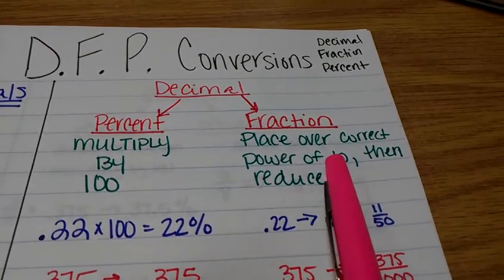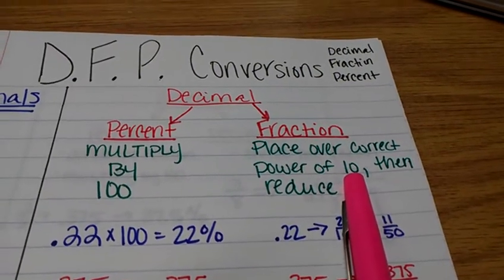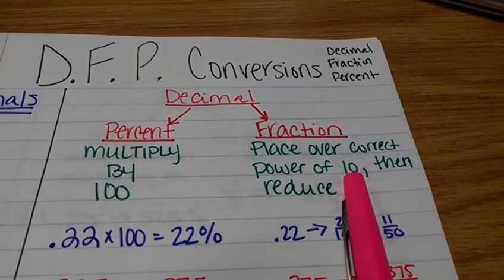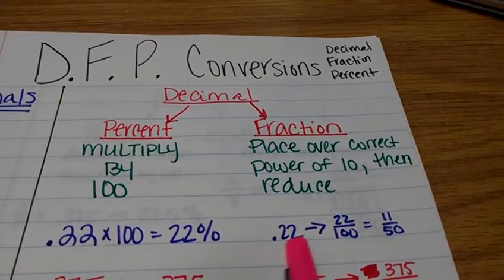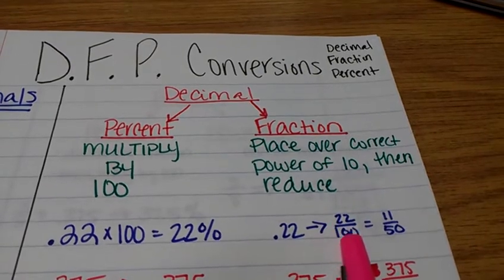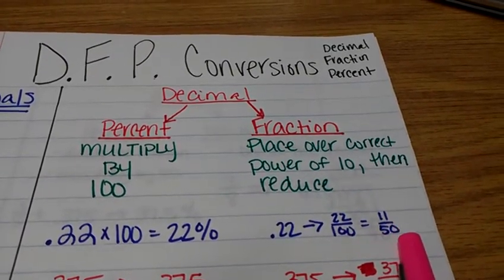To change it into a fraction, you place it over the correct power of 10. Those powers of 10 are 10, 100, 1,000, 10,000. It just depends on your place value. And then you always have to reduce. So 0.22 is in the hundredths place, so you place 22 over 100, and then you reduce. Both of those numbers can be cut in half, and you get 11 over 50.